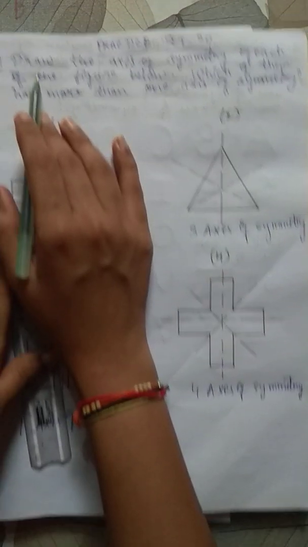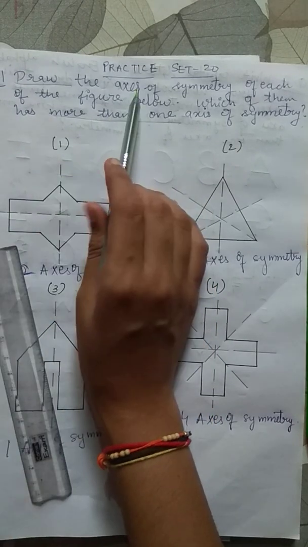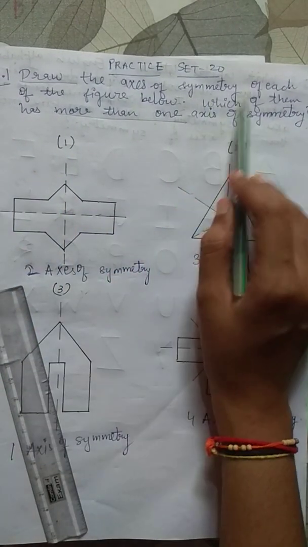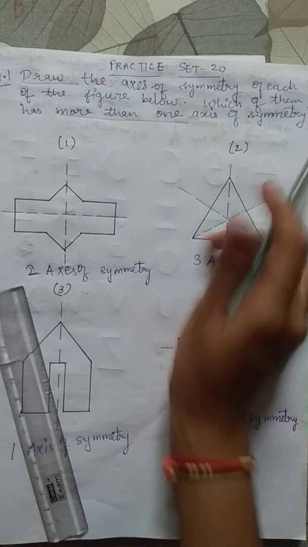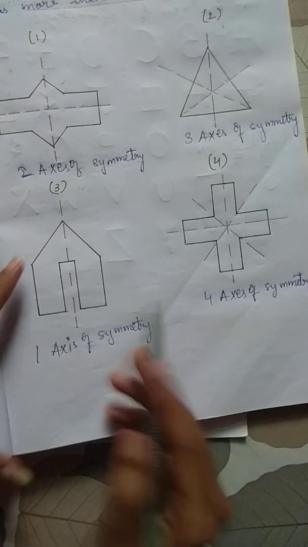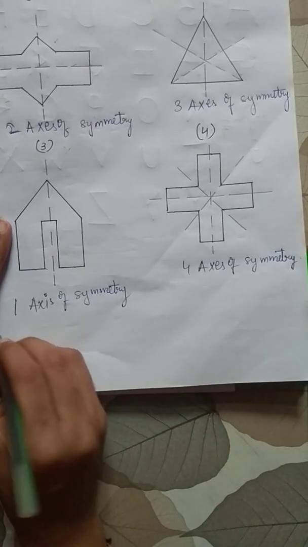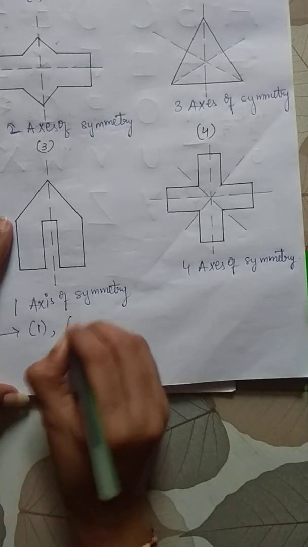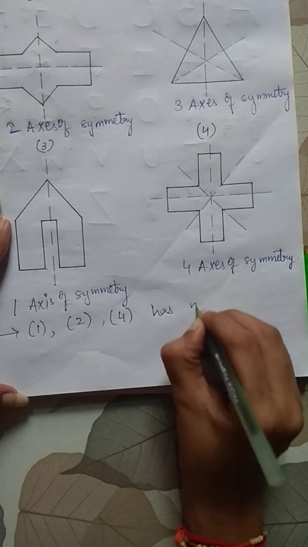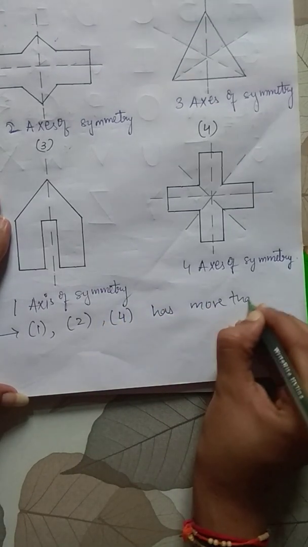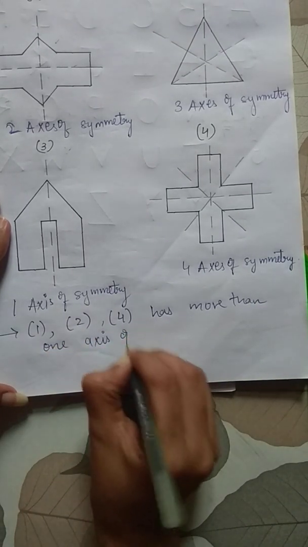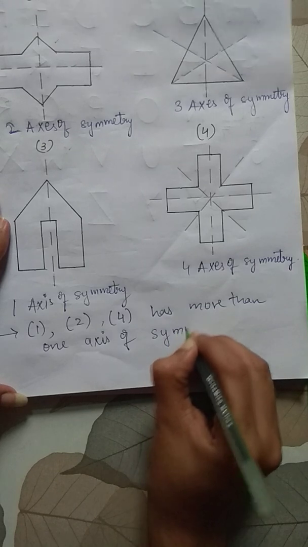So the first part of the question, which says draw the axis of symmetry, we have already done. The second part says which of them has more than one. So which of them has more than one? First, second and fourth. So we will write our answer as 1, 2 and 4. These diagrams have more than one axis of symmetry.